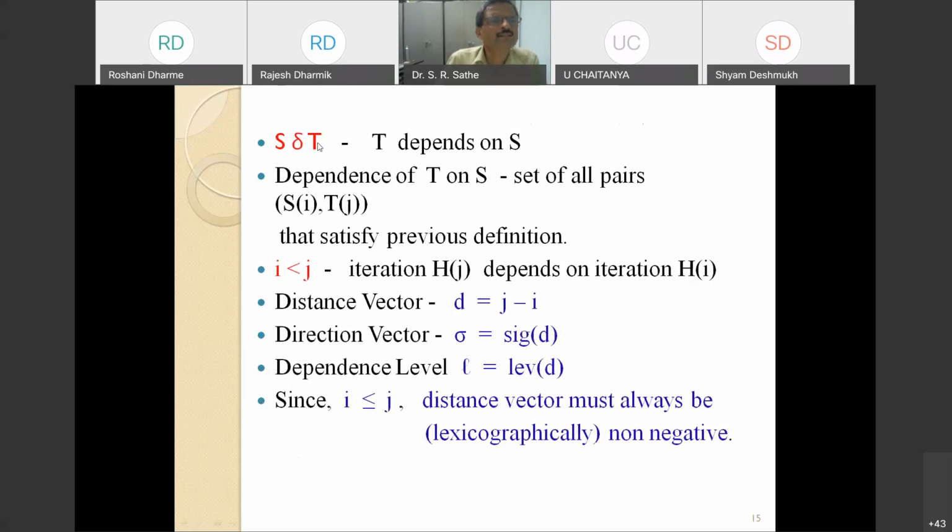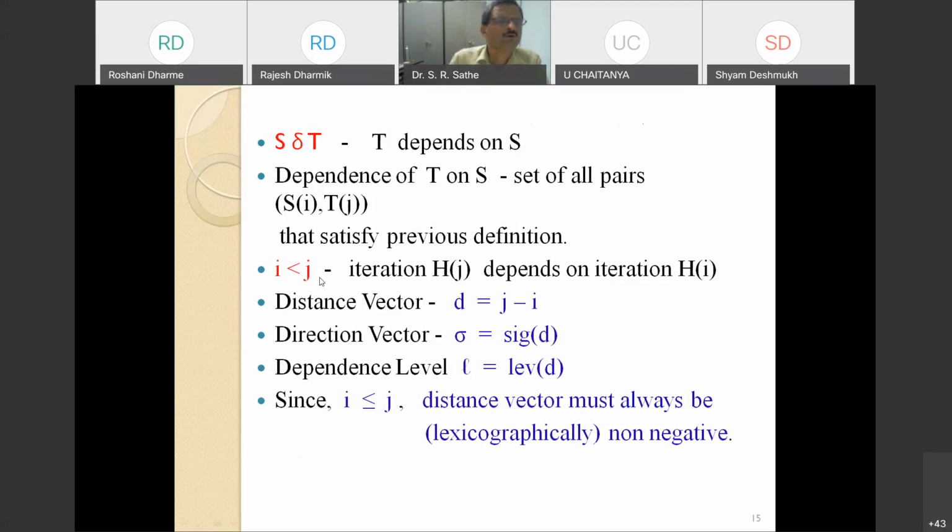So we said S delta T. The dependence of T on S is the set of all pairs Si, Tj that satisfy the previous definitions. In the same program you can have flow dependence, anti-dependence, and output dependence. I less than j: iteration j depends on iteration i.